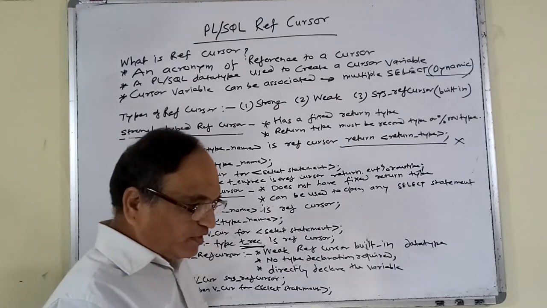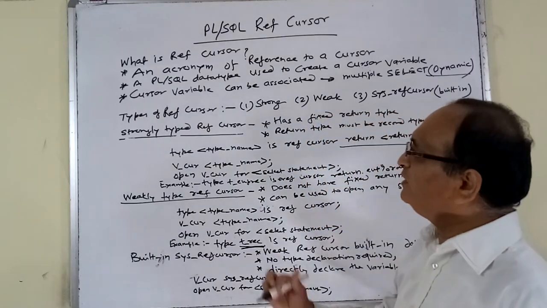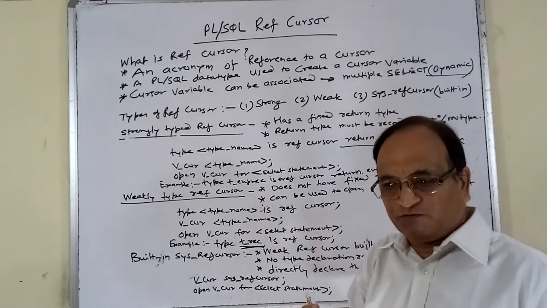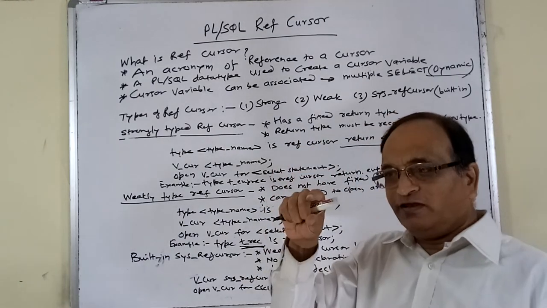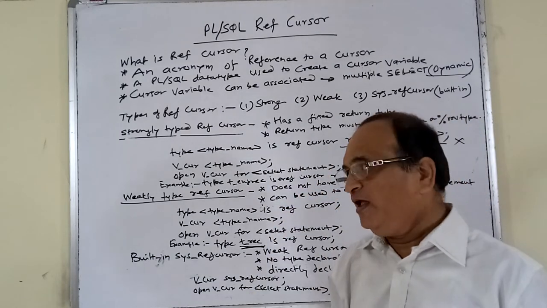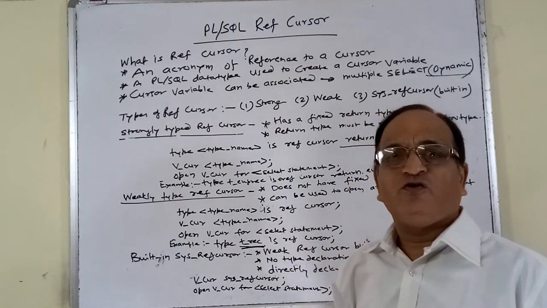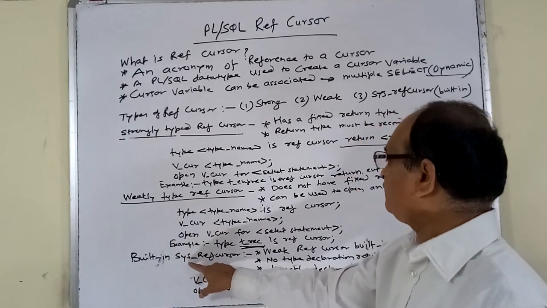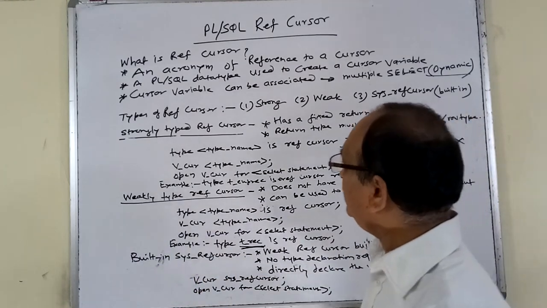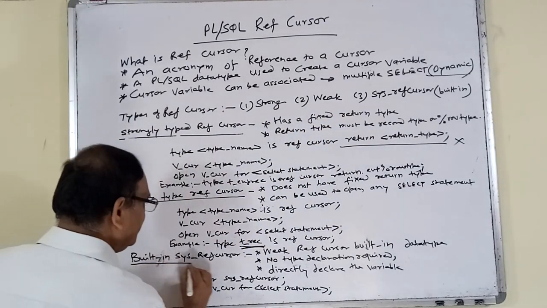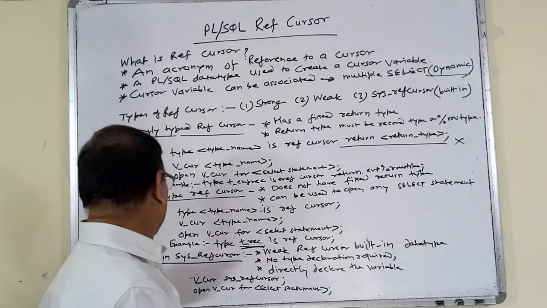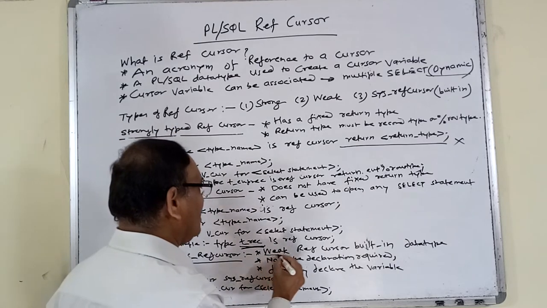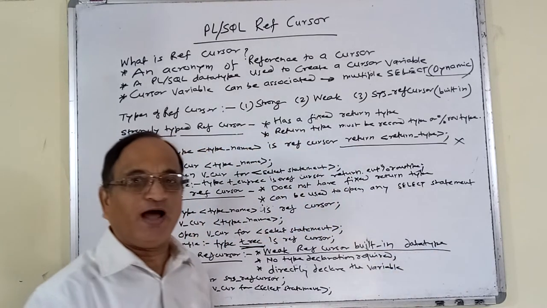Now, as you can see, when we are dealing with the strongly typed or weakly typed ref cursor, it is a two-step process in which we are required to declare first a type and then a variable of that type. Oracle has simplified this to a larger extent, and has provided us with a built-in SYS_REFCURSOR. So that is the third type, SYS_REFCURSOR. This is a built-in type, and remember that it is actually a weak ref cursor which has been provided as a built-in data type by Oracle.